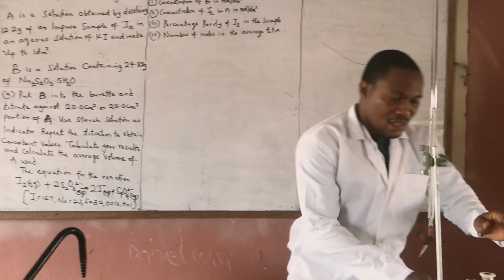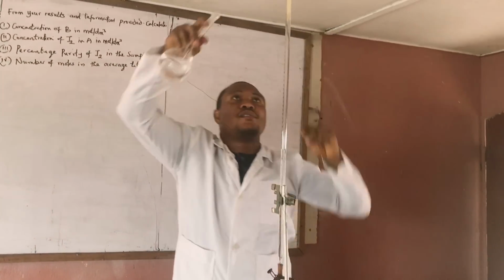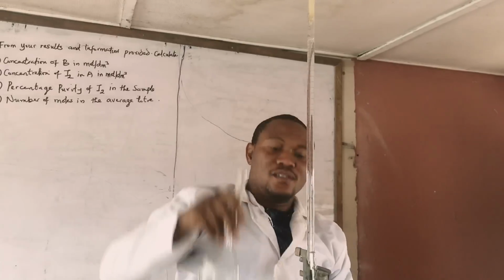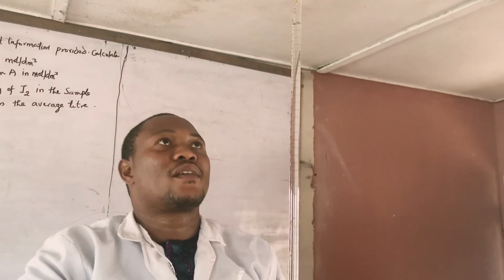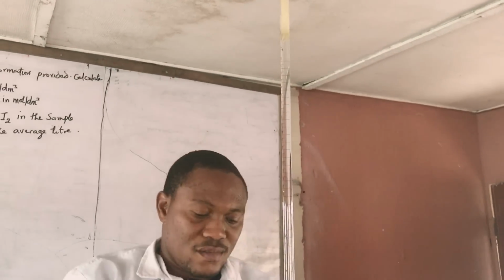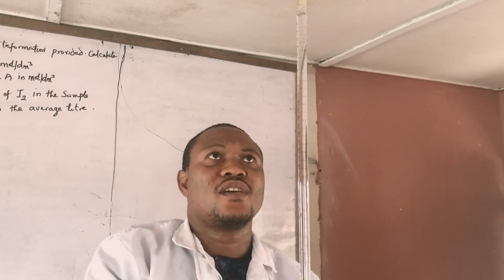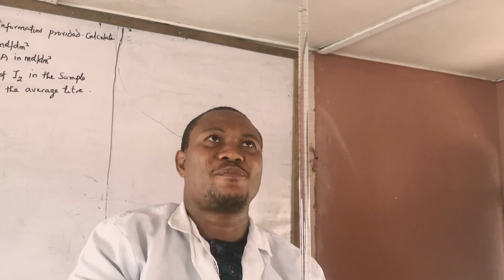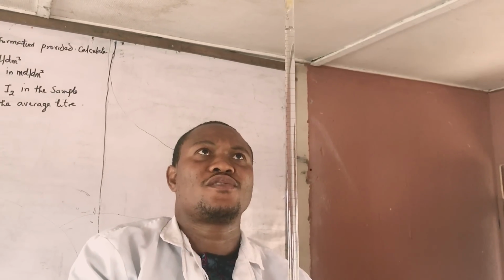This is my solution. This is my sodium thiosulfate. So let me put it in the burette now. Sodium thiosulfate in the burette. Very important. Let me have some so that I can add to the 0 mark. I hope you are following. So you don't need to bother yourself. It's a very simple experiment. Just follow instructions. That's it.